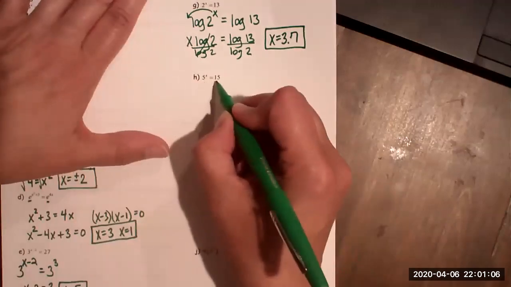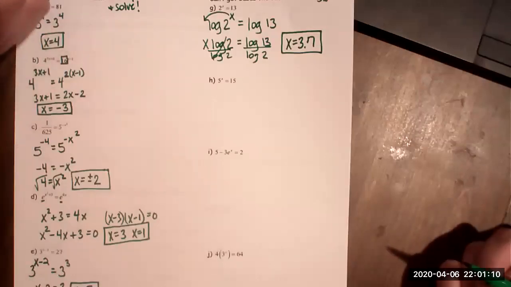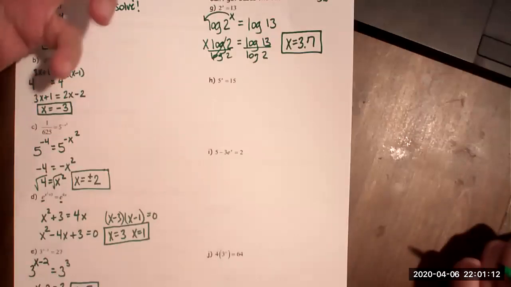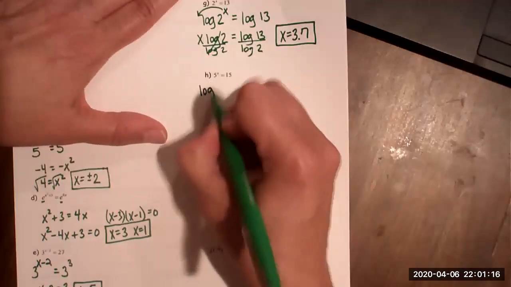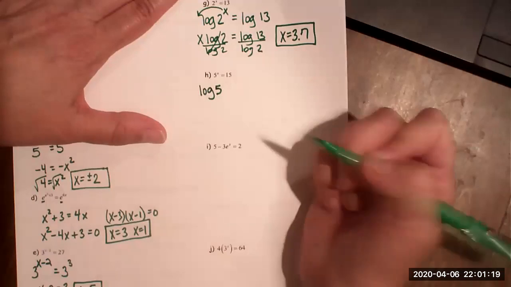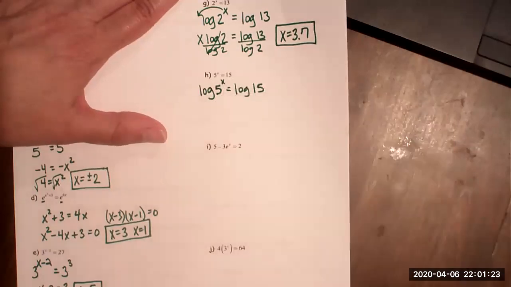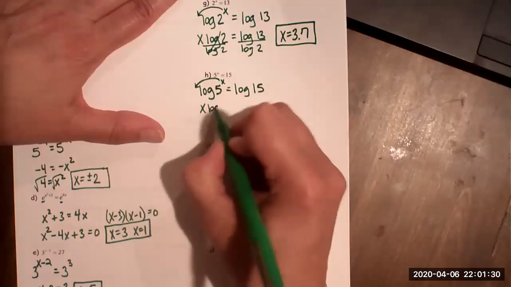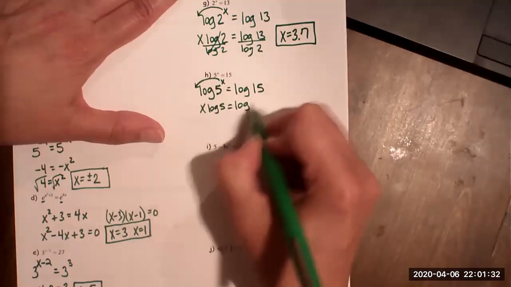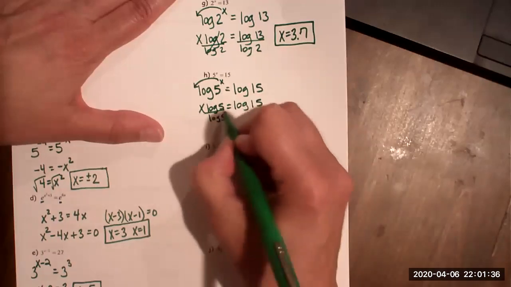I can't turn 15 into a power of 5. At first it looks like maybe I can, but 5 squared is 25, so I'm already too big. So what I have to do, I write it as log 5 to the x equals log 15. You literally write the word log in front of both sides. Then you have to get the exponent to the front. So it's x log 5 equals log 15. Divide both sides by log 5.